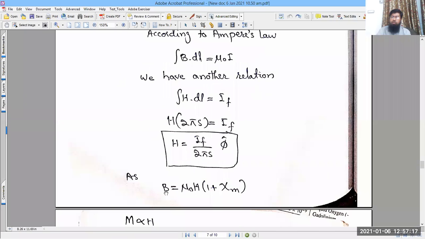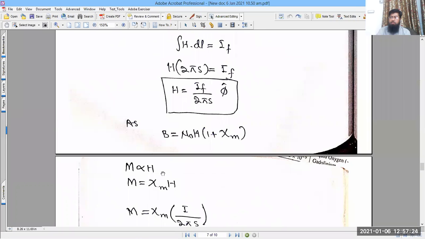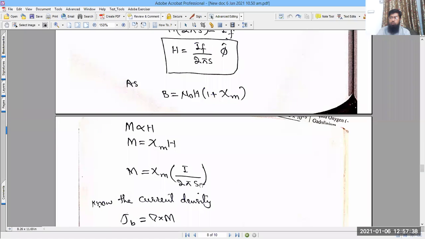Here we have an equation B is equal to mu naught H times (1 plus chi of m). So here M is directly proportional to H. So M is equal to chi of m into H. So M is equal to chi of m times, H from this equation, I have just substituted the value into this equation, I over 2 pi s. So this is the magnetization. So now the magnetization is given.